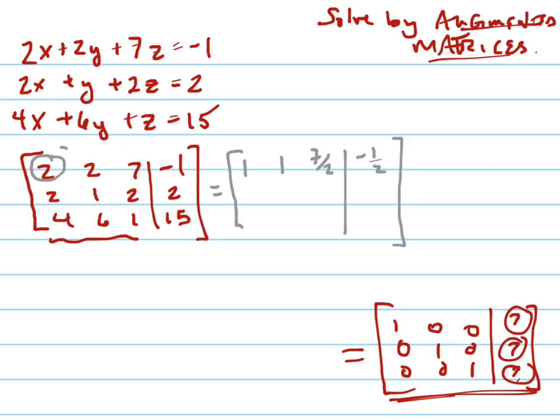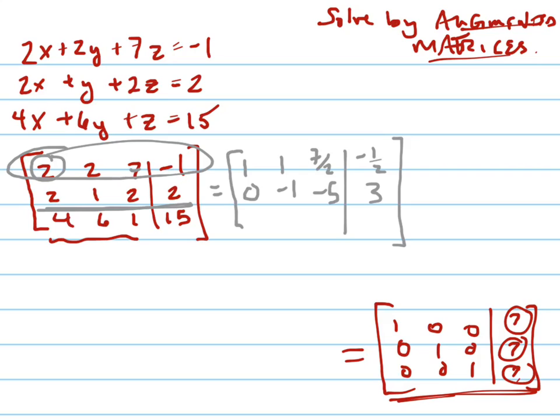So let's do that. I'm going to take this row, multiply it by negative 1, and add it to this row to get my new second row. In other words, I'm just subtracting the top row from the second row to get my new second row. So this is going to be a 0. This is going to be negative 1. Remember, this was a 7 here. This is going to be negative 5. And this is going to be 3.